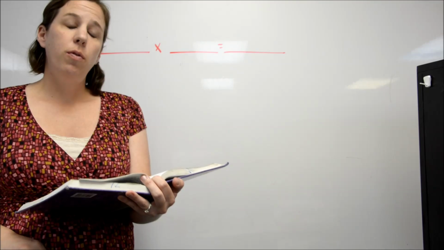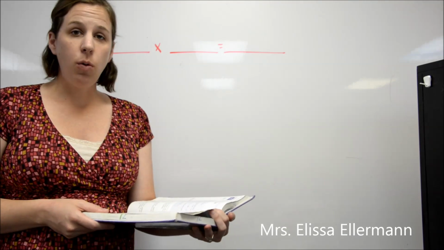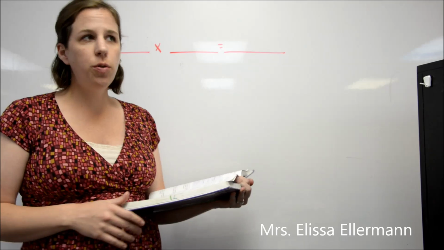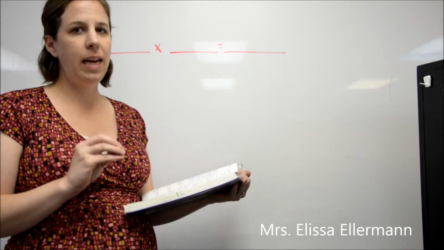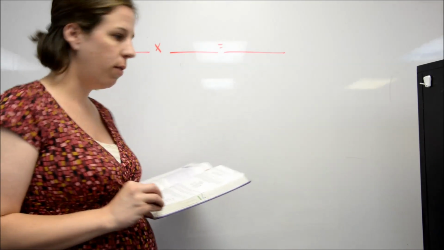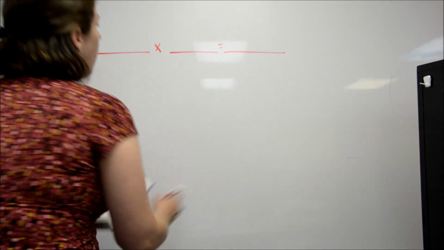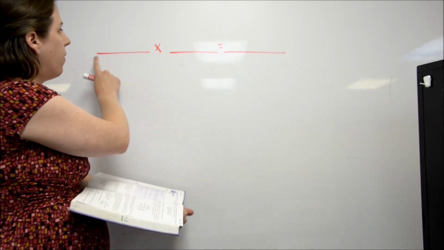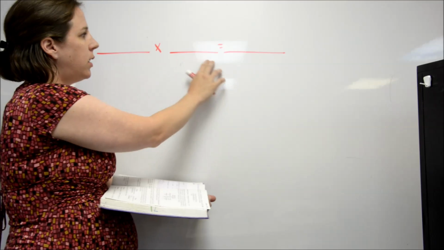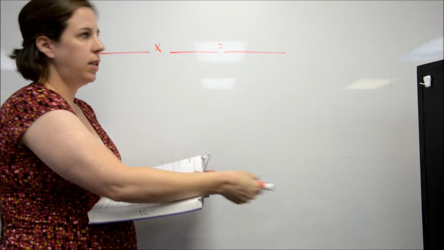Today we're going to focus on stories about equal groups. And in order to do this, we always need to follow the same type of equation to solve for our problem. Up on the board, I have a line drawn: times something equals something.